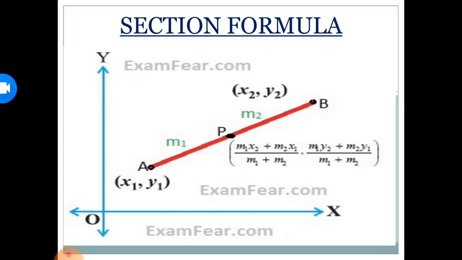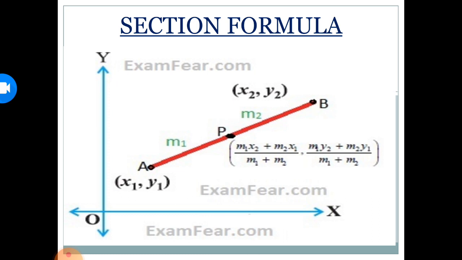Children, look at the following figure. What do you observe in this figure? I have drawn a Cartesian plane on which 2 points A and B are marked and the line segment AB is joined. On that line segment, one point P is taken such that this point P divides the line segment into two parts AP and PB, and the ratio of those parts is M1 is to M2. So section formula is used for finding out the coordinates of P. That means P divides AB in the ratio M1 is to M2.